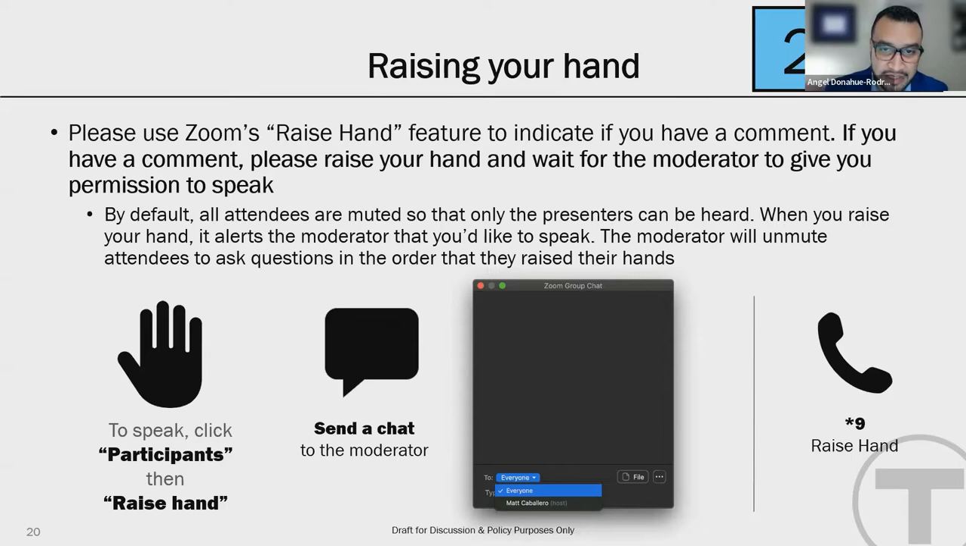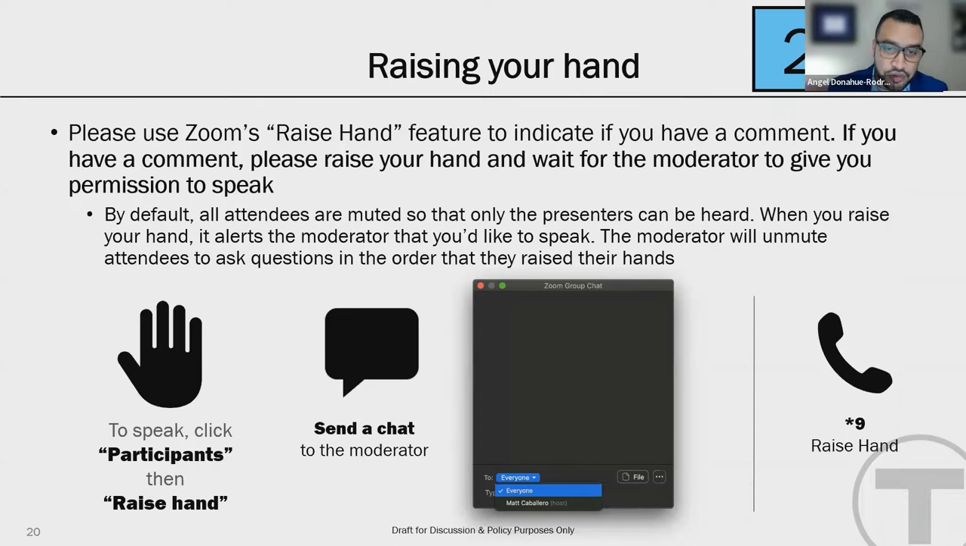Once you raise your hand, you'll be added to a queue with others who have raised their hands. I will call on folks on a first come, first served basis. When it is your turn to speak, I will say your name or the last four digits of your phone number and let you know that I am unmuting you. If you are on a computer or a mobile device, a box will pop up at the center of your screen. You will need to confirm that you would like to be unmuted before you begin speaking. If you're on the phone, an automated recording will let you know that you are unmuted. You may speak as soon as the recording finishes.